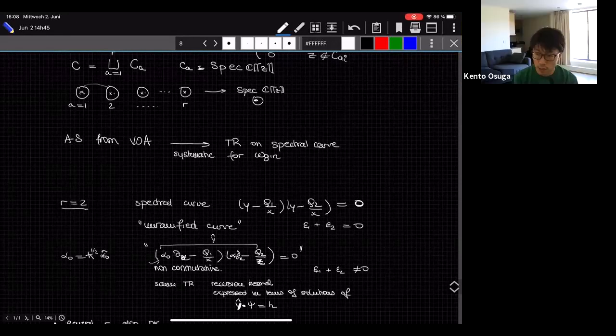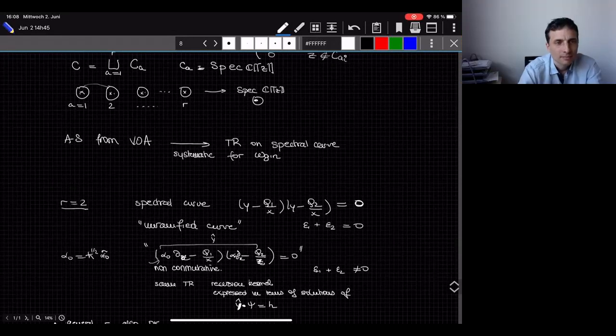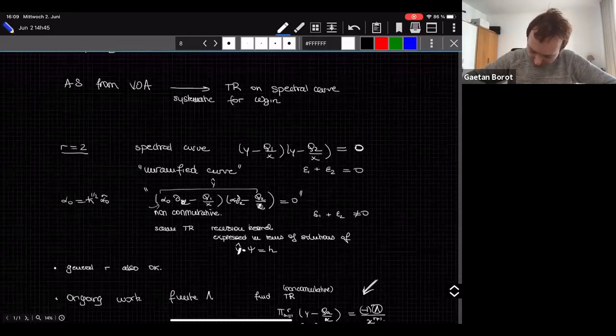Okay, yeah, thank you. Okay, there is one more question from Piotr Sułkowski. Hi, guys. Hi. I'm not sure if you mentioned that, or maybe I missed it, but the spectral curve that you might obtain, how is it related to the Seiberg-Witten curve? Yes, it's a good question.